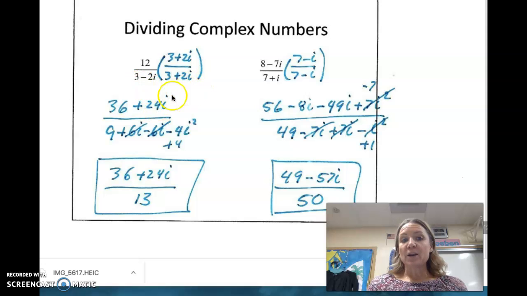And then in the denominator, we're going to FOIL. 3 times 3 is 9. Outside is 3 times 2i, which is 6i. Inside is negative 2i times 3, which is negative 6i. And then last is negative 2i times positive 2i, which is negative 4i squared. These are opposites, so they're going to cancel each other out. The i squared is negative 1, and negative 1 times negative 4 is positive 4. So we add 9 plus 4, which is 13.